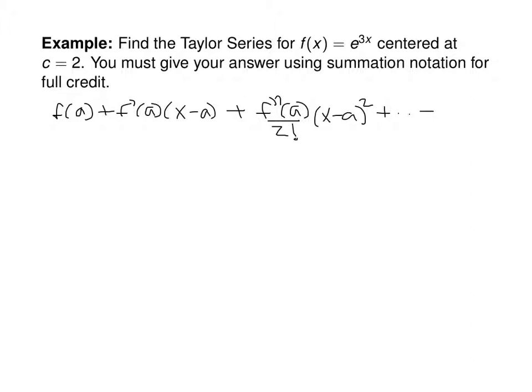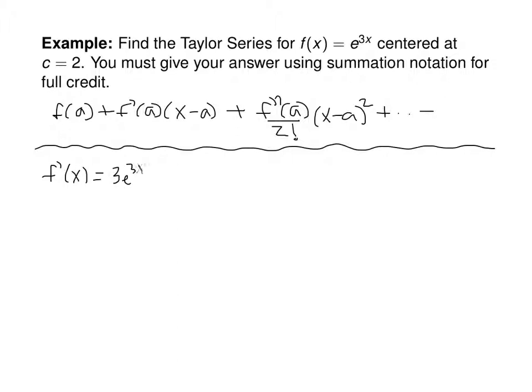Sorry. Now, to find this Taylor series, we have to have an expression for the nth derivative. And the first derivative is 3 e to the 3x. The second derivative is 3 squared e to the 3x. As you can see, the pattern is that the nth derivative will be 3 to the n e to the 3x.